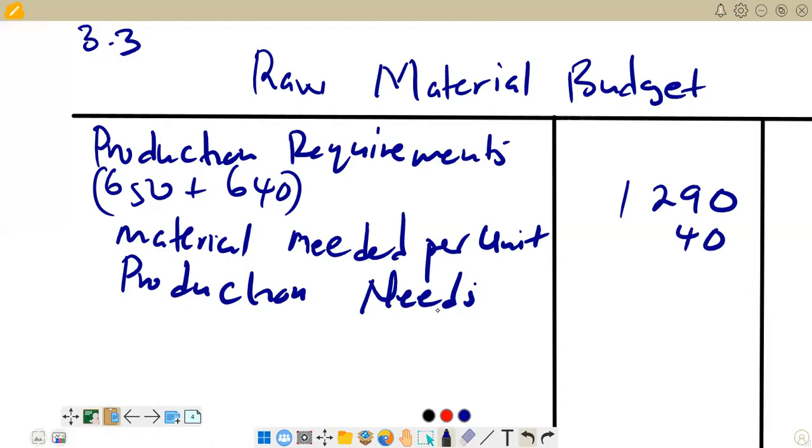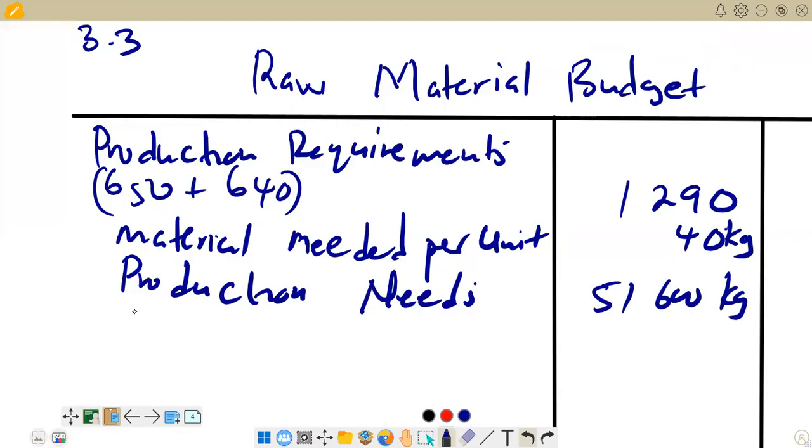To get the production needs, we say 1,290 times 40, then you get 51,600 kgs. Remember, this is 40 kgs. So it's very important to put the appropriate units according to the question. From there, we now add. We are just repeating the same formula that we used at first.